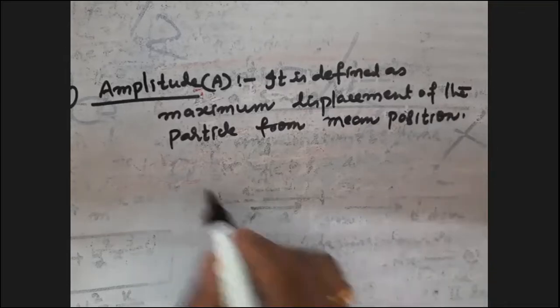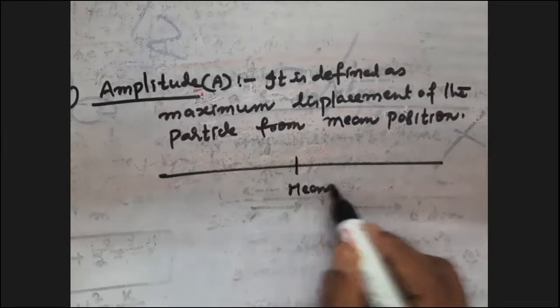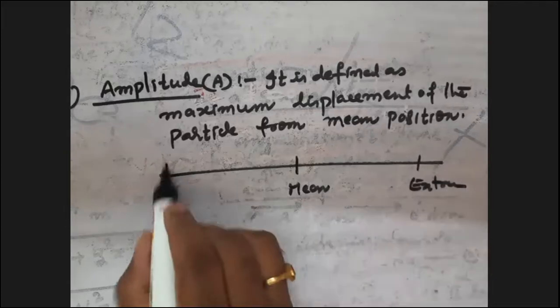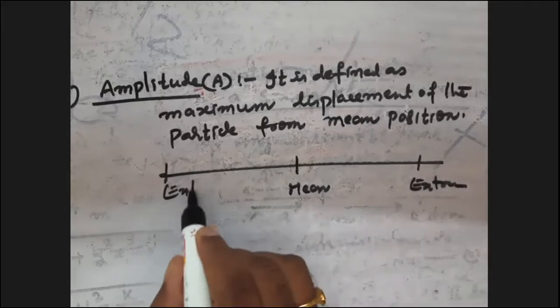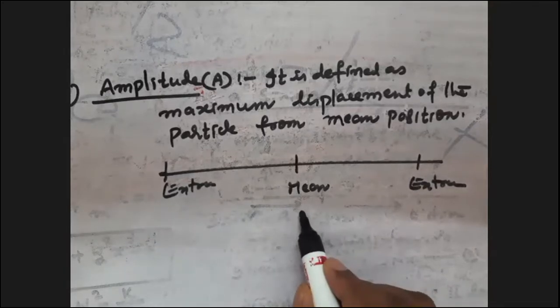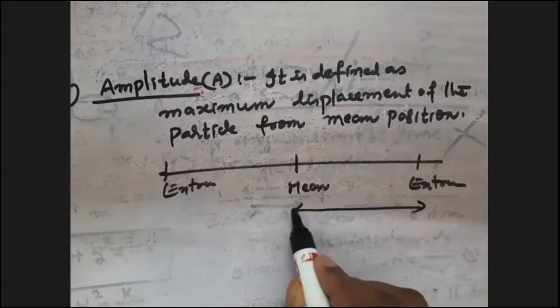So this is the mean position. It is one extreme position. This is another extreme position. So the maximum displacement the particle can get is this much. This is the amplitude.